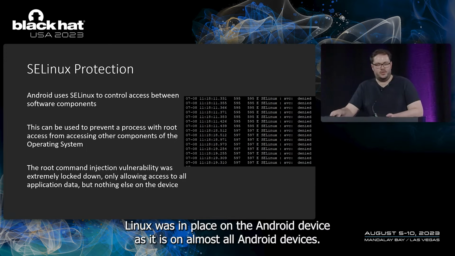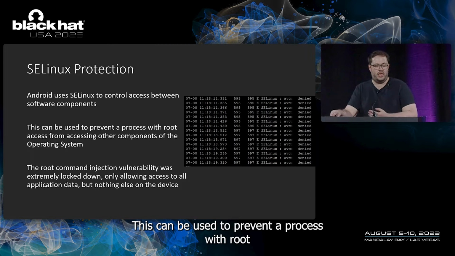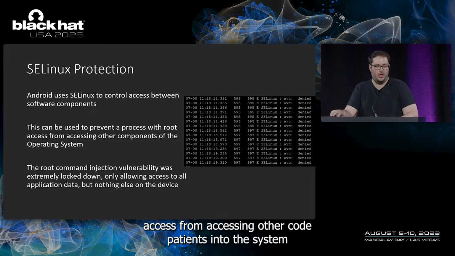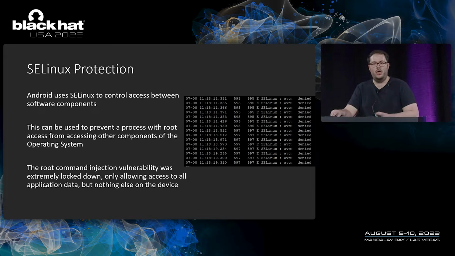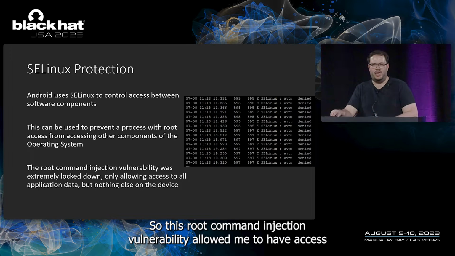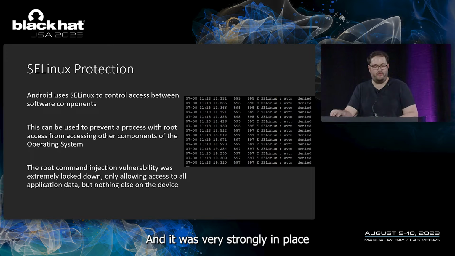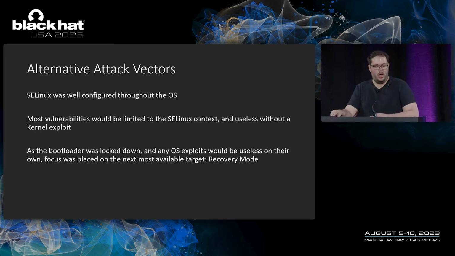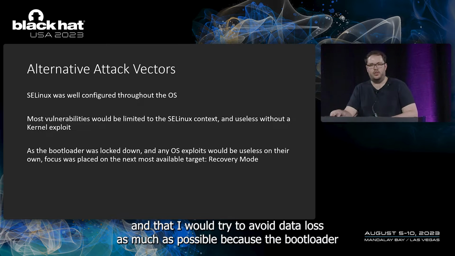Unfortunately, SELinux was in place on the Android device, as it is on almost all Android devices. This can be used to prevent a process with root access from accessing other portions of the system and keeping it in the context that's been provided. So this root command injection vulnerability allowed me to have access to all the application data on the device, but literally nothing else, and it was very strongly in place. Because it was configured so well throughout the OS, I decided that this was a dead end and that I would try to avoid the HLOS as much as possible.